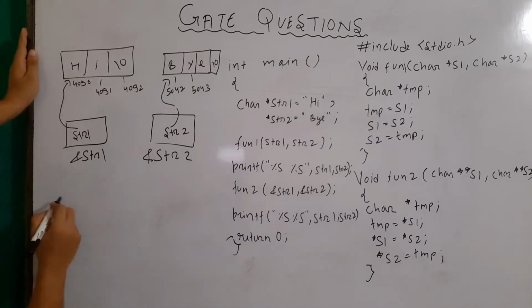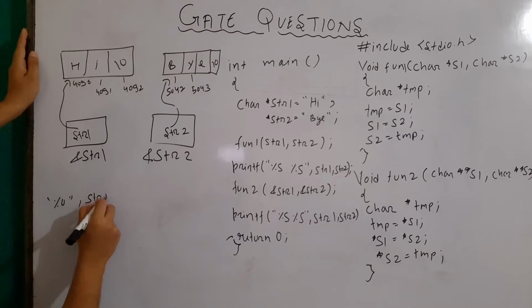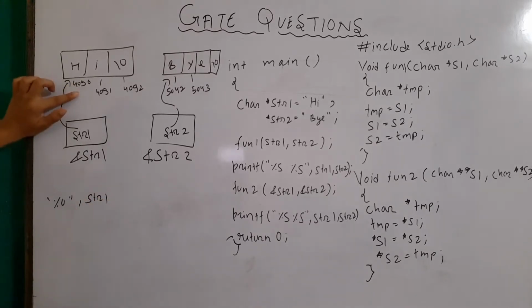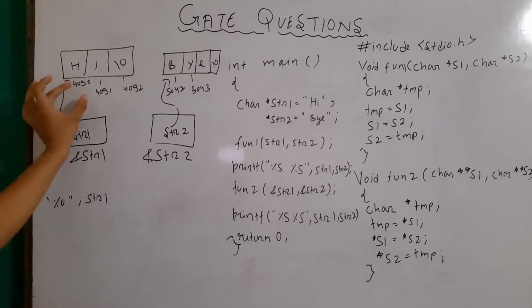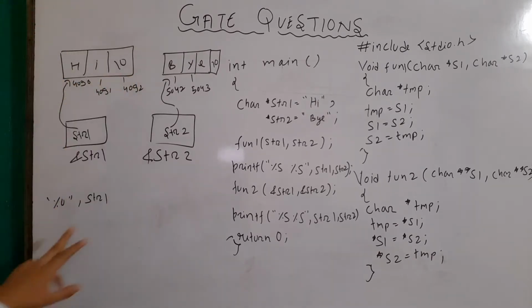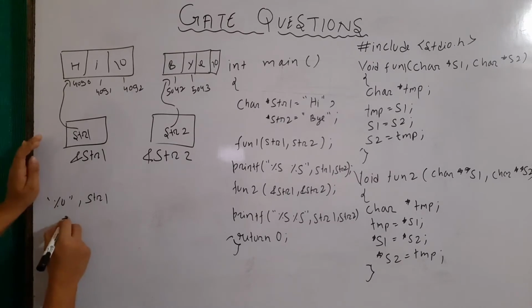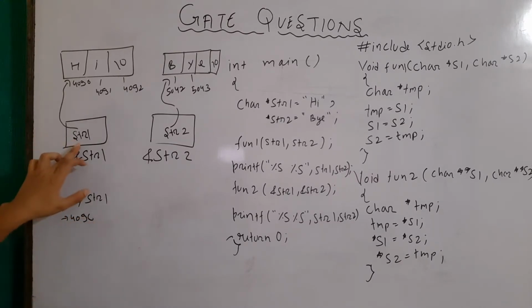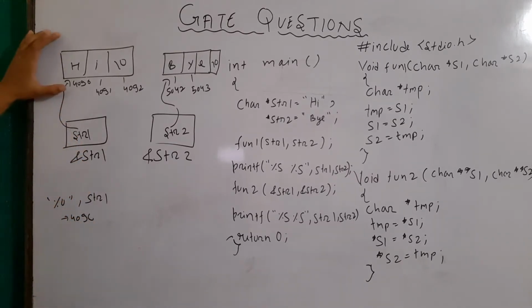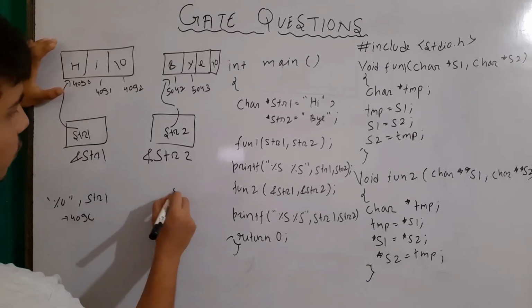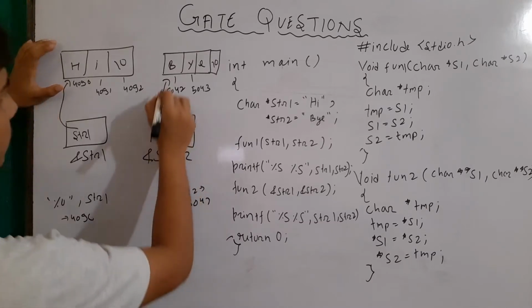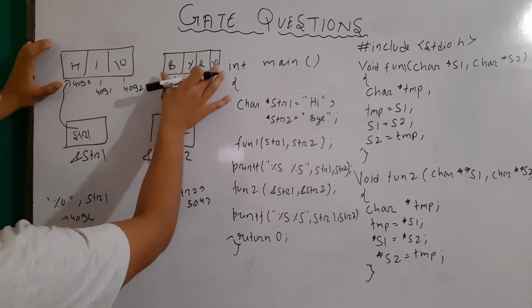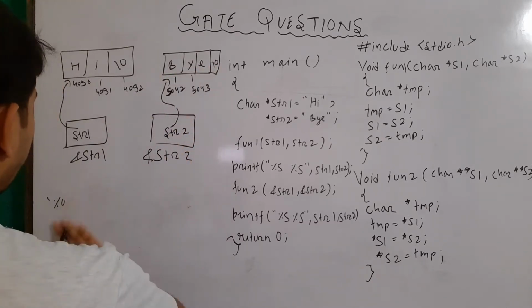So right now if I do here printf of %u and then I write here str1, it will give me output as 4090, because str1 is holding the base address of this location. Basically str1 is holding the base address of our string. Similarly str2 will give me the address 5042, the base address of our character array.